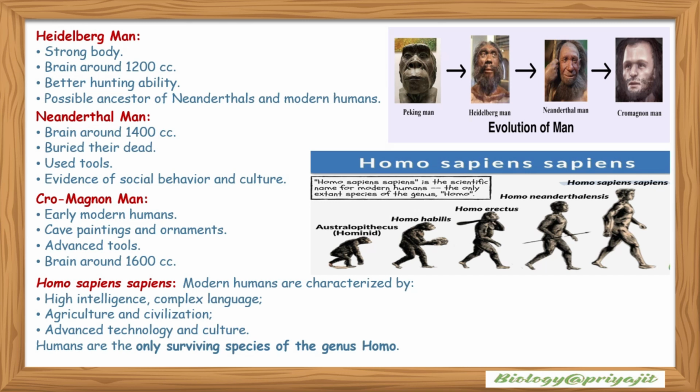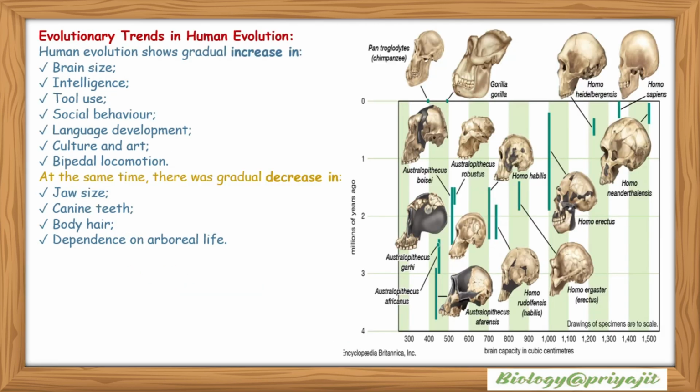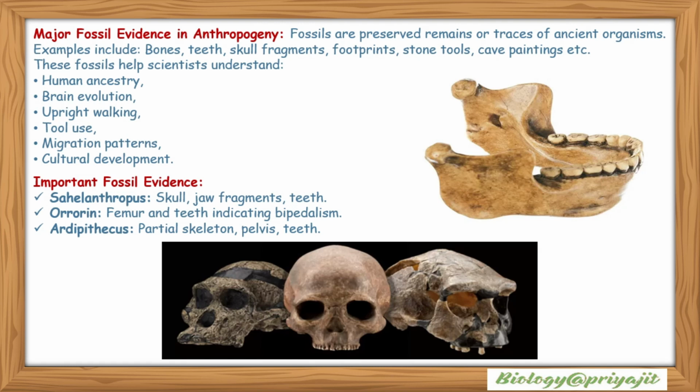Homo sapiens sapiens, modern humans are characterized by high intelligence, complex language, agriculture and civilization, advanced technology and culture. Humans are the only surviving species of the genus Homo. Evolutionary trends in human evolution. Human evolution shows gradual increase in brain size, intelligence, tool use, social behavior, language development, culture and art, bipedal locomotion, etc. At the same time, there was gradual decrease in jaw size, canine teeth, body hair, and dependence on arboreal life.